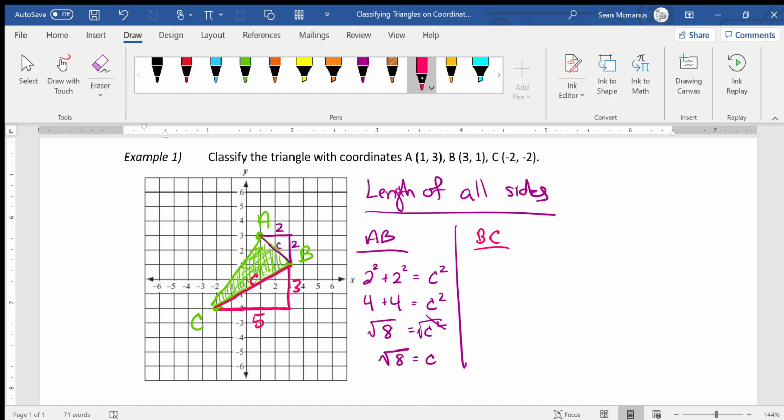So we have 3 squared plus 5 squared equals C squared. I'm just going to follow my same steps here. 3 squared is 9, 5 squared is 25. Add them together is 34. So 34 is C squared, and I take the square root of both sides. So C is the square root of 34.